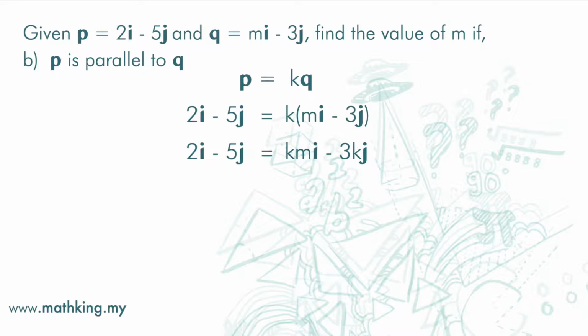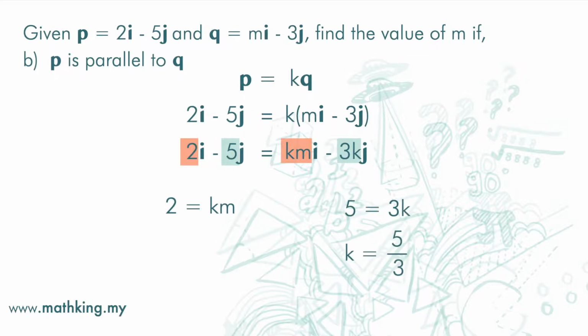Comparing the left hand side and the right hand side, we have 2 equal km and 5 equal 3k, and k equal 5 over 3. We substitute this 5 over 3 into k here, and we get m equal 6 over 5.